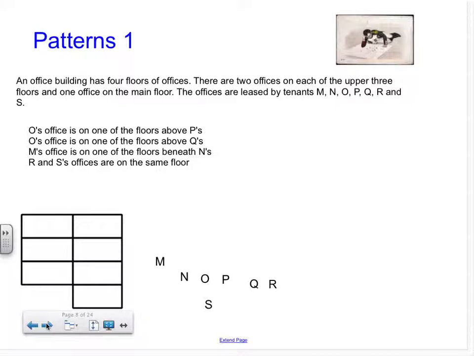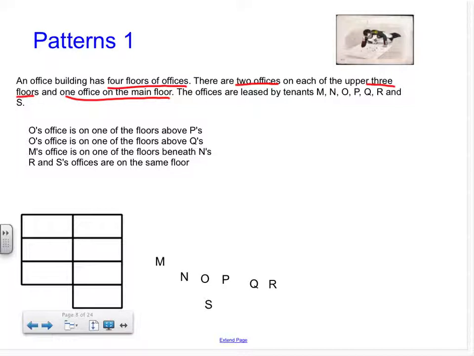Let's take a look at the question together. The question reads as follows. An office building has 4 floors of offices. So let's highlight the key points. There are 2 offices on each of the upper 3 floors, and 1 office on the main floor. The offices are leased by tenants M, N, O, P, Q, R, and S. And the conditions read as follows.